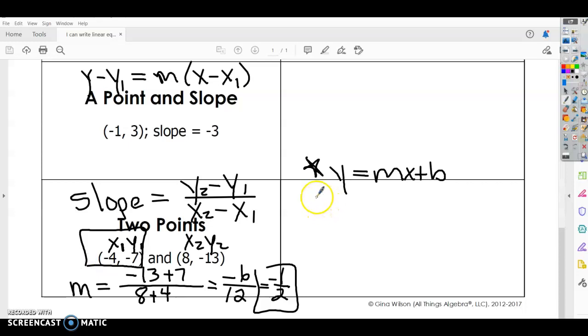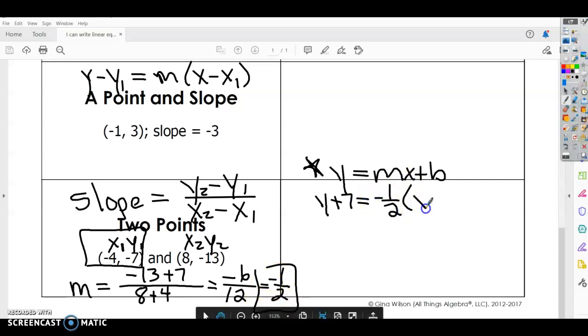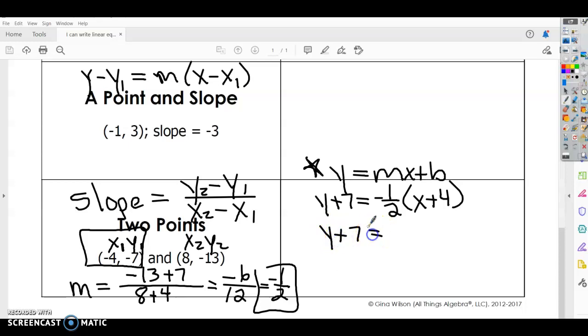All right, so we're going to start with y minus, our y1 is negative 7, so let's go ahead and change that to plus 7, equals, our slope is negative 1/2, times x minus, our x1 is negative 4. Let's go ahead and make that a plus 4. And then we need to solve for y to put it in slope-intercept form. So y plus 7 equals negative 1/2 times x, and then negative 1/2 of 4. Half of 4 is 2. We need negative half of 4. So that is going to be negative 2.